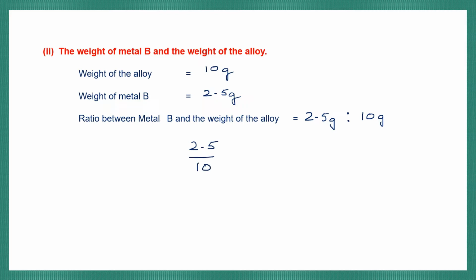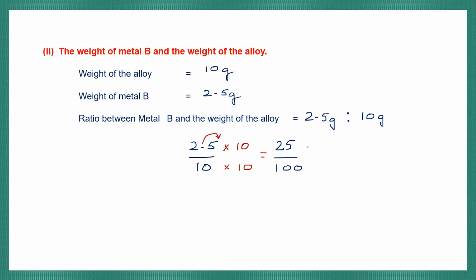Let's change the numerator, which is 2.5. We'll change it to a whole number. We'll move the point one place to the right. So for that, we need to multiply by 10. When you multiply the numerator by 10, you have to multiply the denominator also by 10. So 2.5 into 10 is 25. 10 into 10 is 100. So we've got 25 by 100.